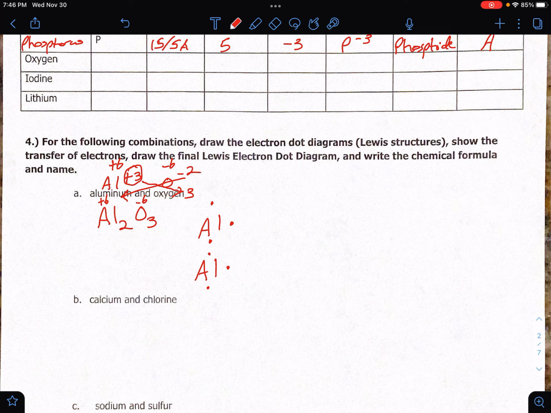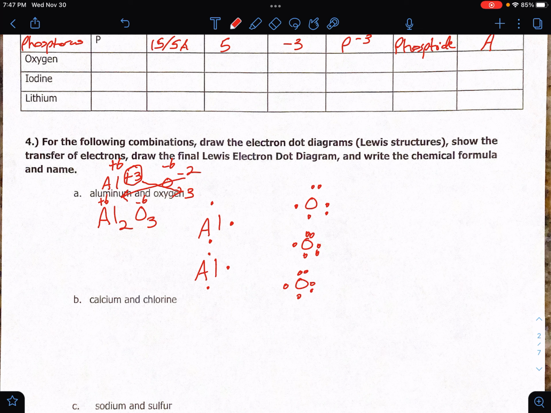Now I need 3 oxygens, so I'm going to draw 3 oxygens. Each one of those is going to have 6 valence electrons because it's in group 6A. I'm going to start at the top: 1, 2, 3, 4, 5, 6. Once you get past 4, you can start doubling up. So each oxygen is going to have 6. Now this is probably a more difficult one to start on. I will do an easier one here in just a second.